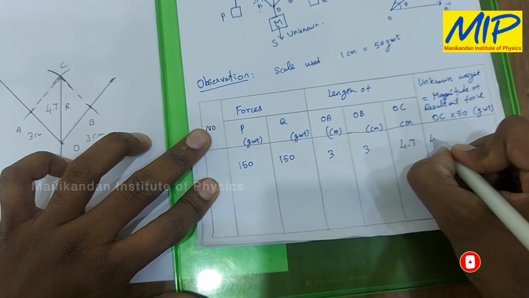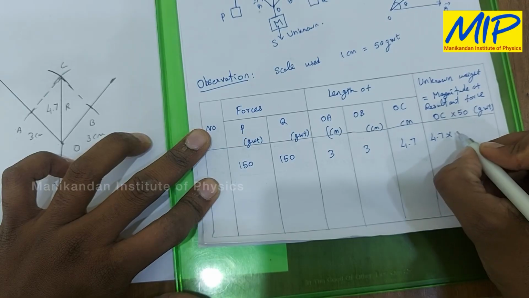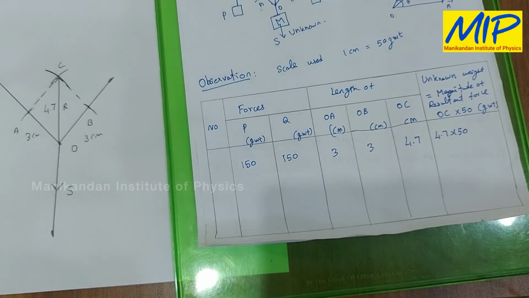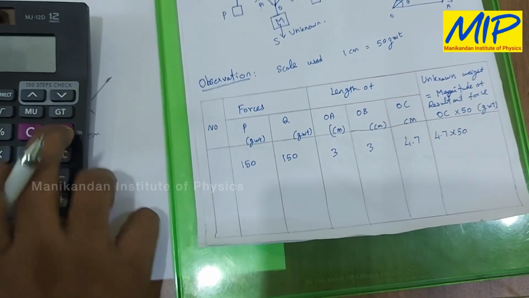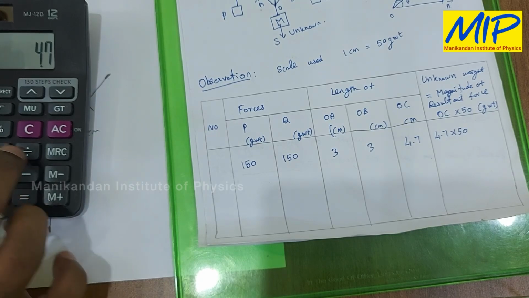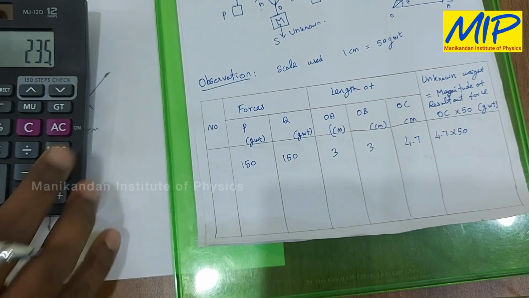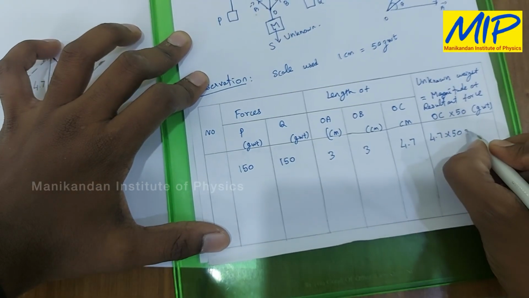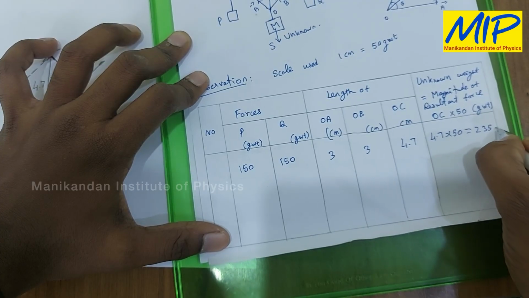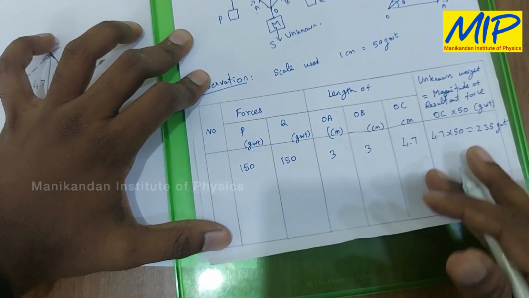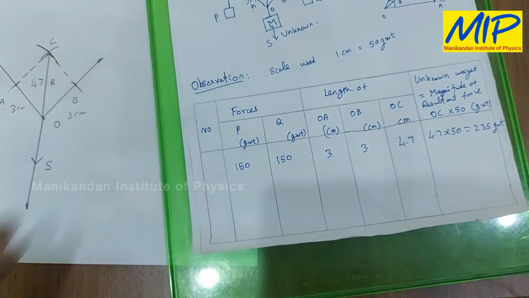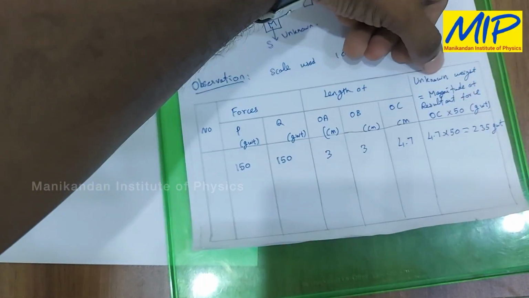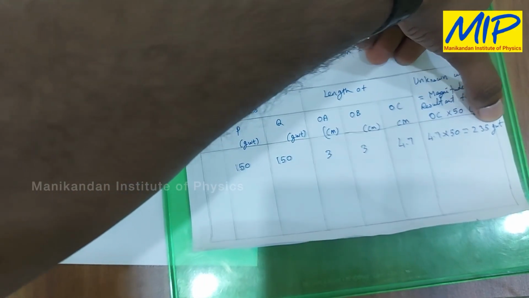So 4.7 into 50, that is 235 grams, equals 235 gram weight. Okay. So in this case the unknown weight equals 235 grams of weight.